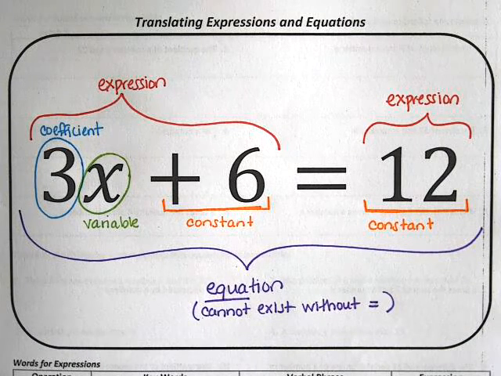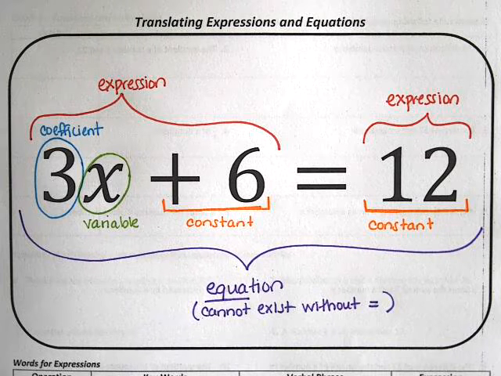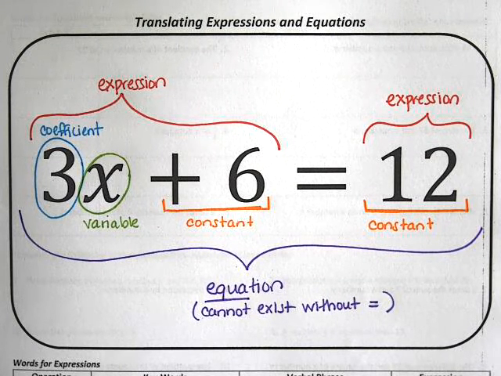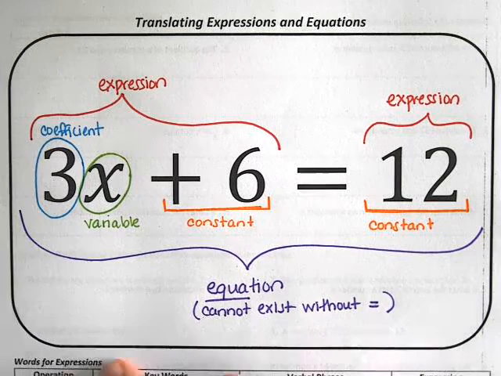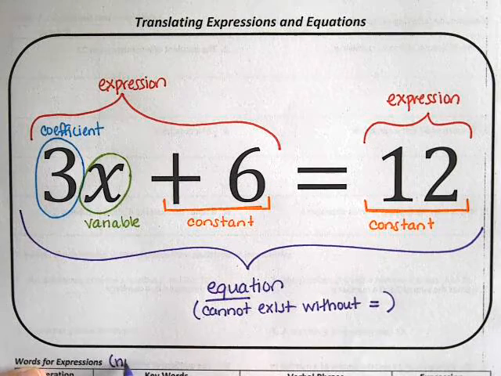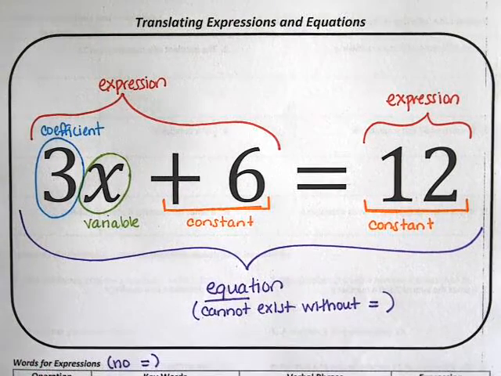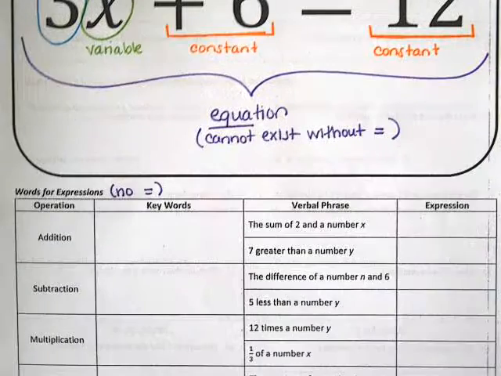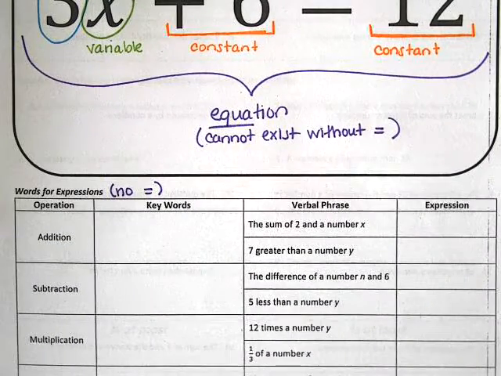So, couple things. We've learned some of these words before. We haven't learned some of these words before. Today we're going to be working on expressions and equations. So here are some words that go with expressions. The fact that they go with expressions means that there should not be an equal sign when you translate these things. There should be no equal sign in the problem because an equal sign would make it an equation.